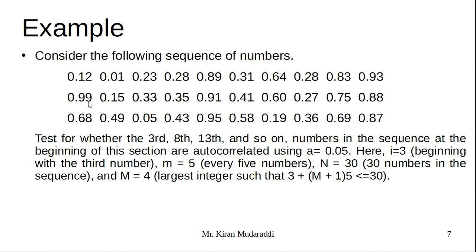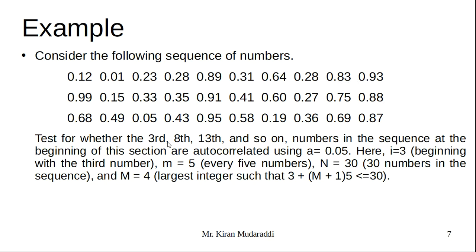Consider the following sequence of numbers. Totally there are 30 numbers: 1, 2, 3, 4, 5, 6, 7, 8, 9, 10, and so on. So the n value is equal to 30.